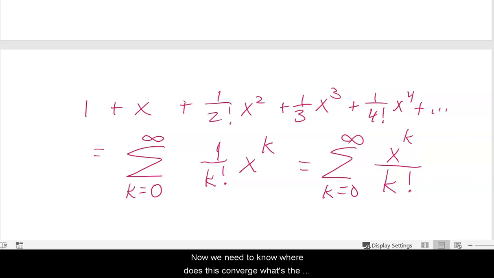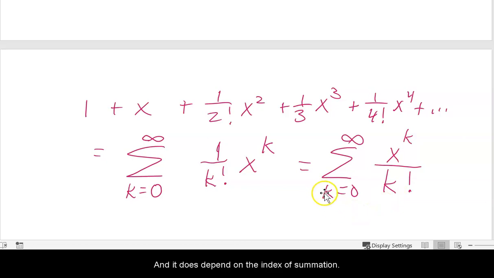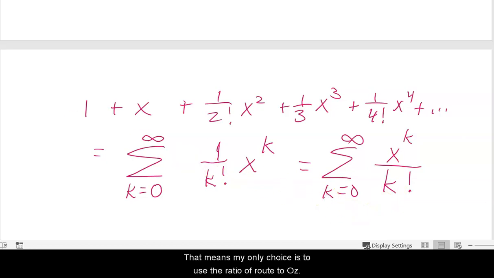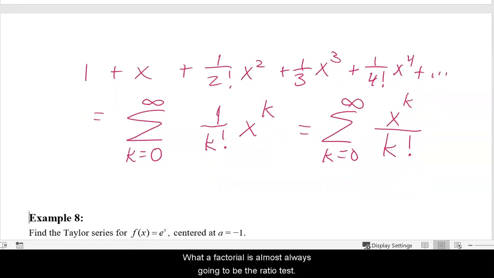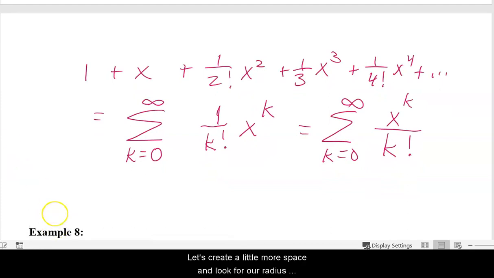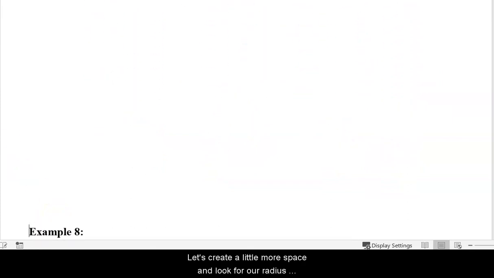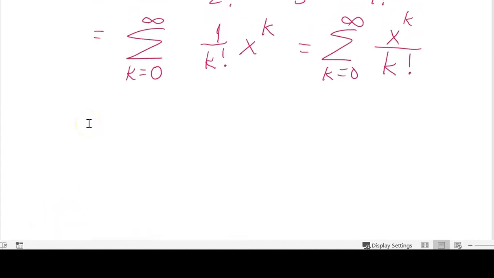Now we need to know, where does this converge? What's the radius and interval of convergence? It is impossible to get the k factorial inside the base of the exponential, and it does depend on the index of summation. That means my only choice is to use the ratio or root test. With a factorial, it's almost always going to be the ratio test. Let's create a little more space and look for our radius and interval of convergence.